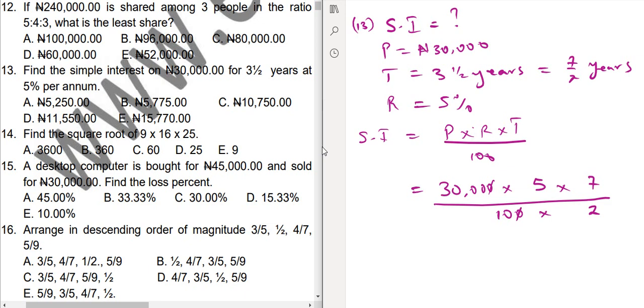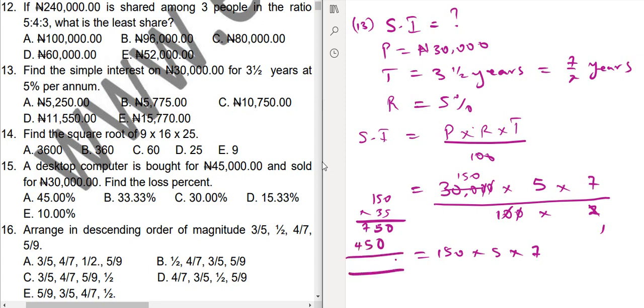Zero cancels zero. We have 300 here, 150. So we have 150 times 5 times 7, which is 150 times 35, right? Yes. So 150 times 35. This times this, 0. This times this, 5 holds 2. This times this, 5, that's 7... 5,250. What? Naira. 5,250 naira.